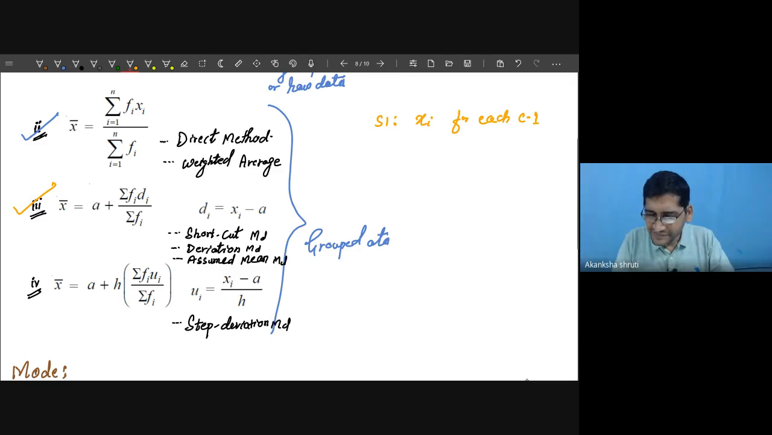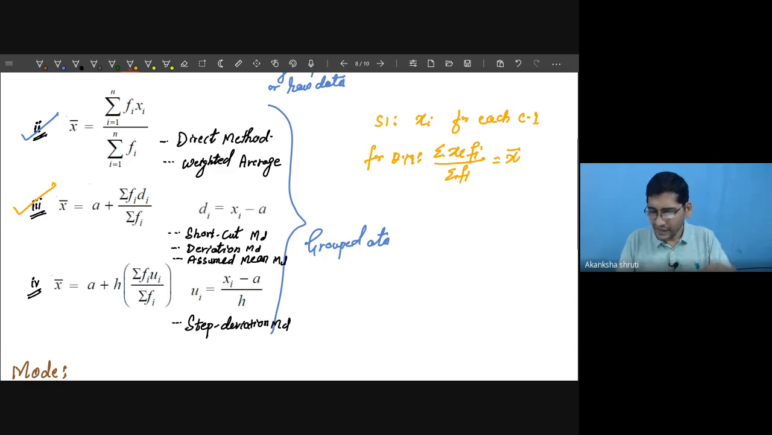Then for the direct method, you have to calculate xi fi for each, then add them in the column and divide by the sum of fi, which will give you the mean. It is this one.